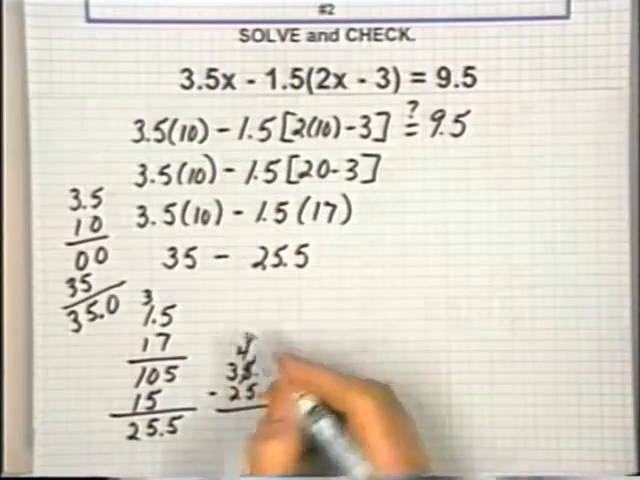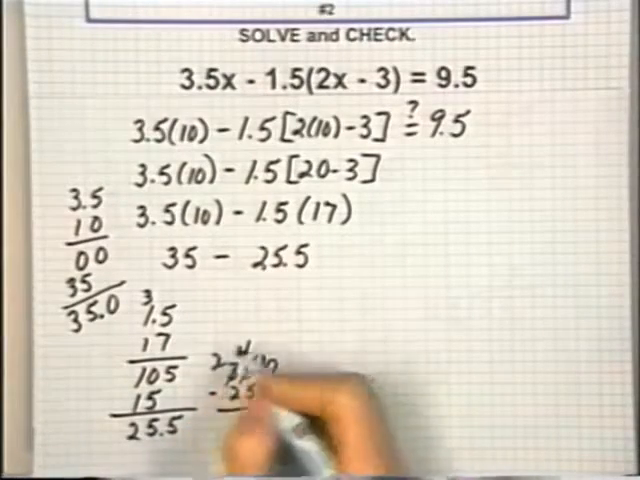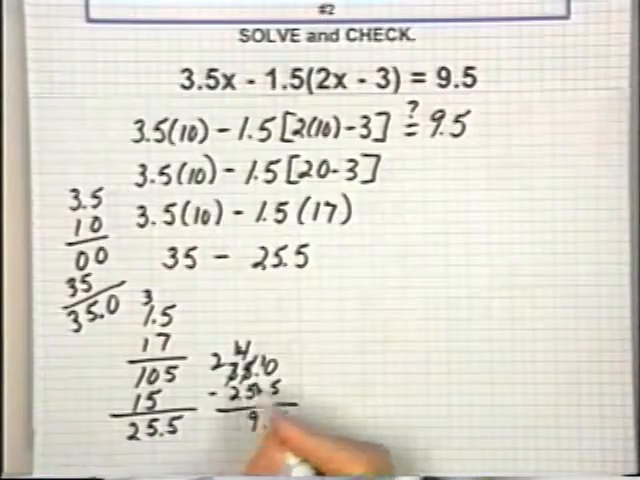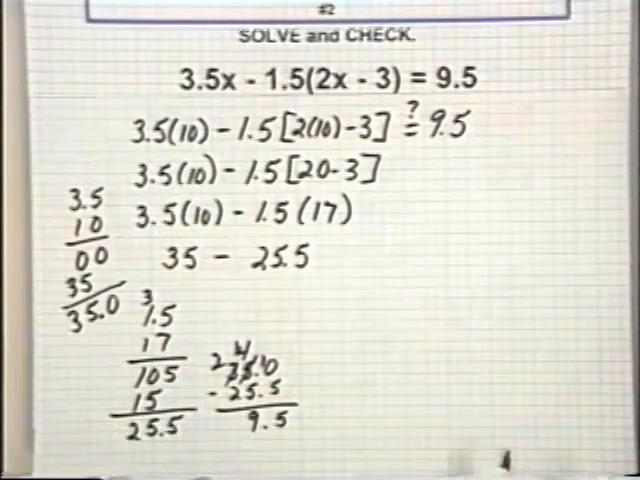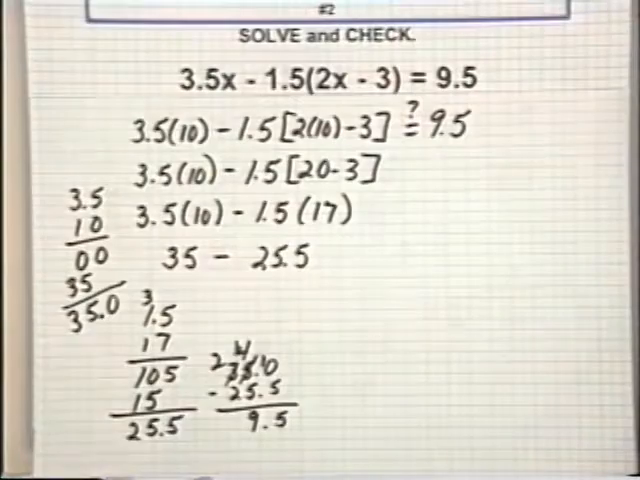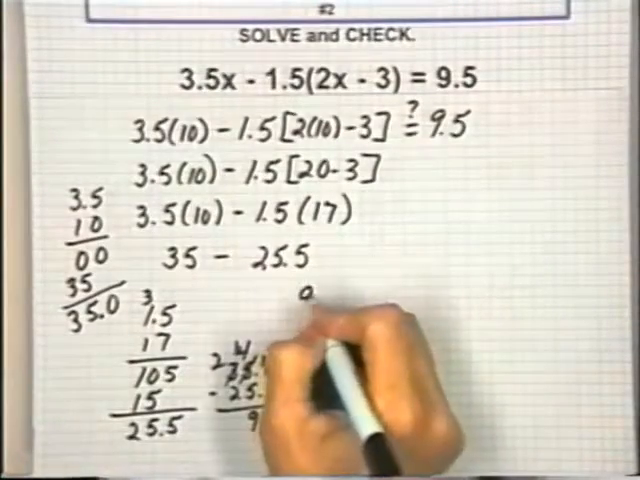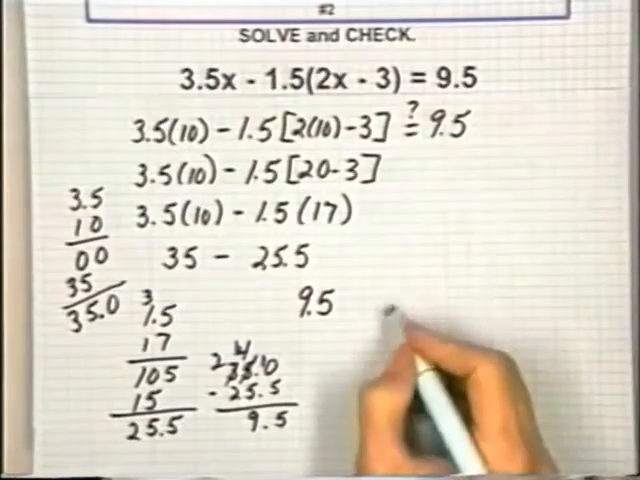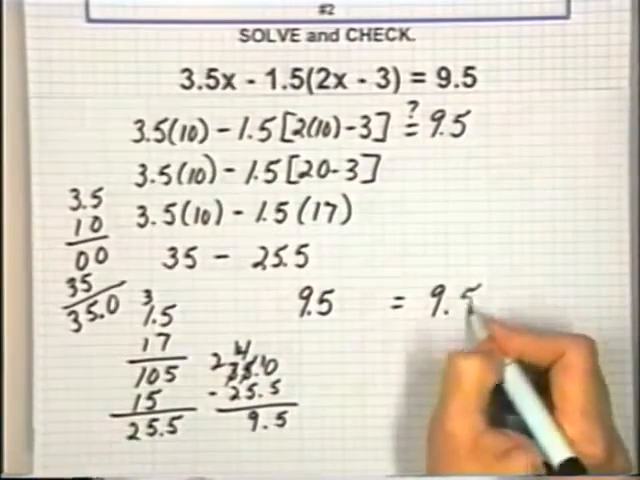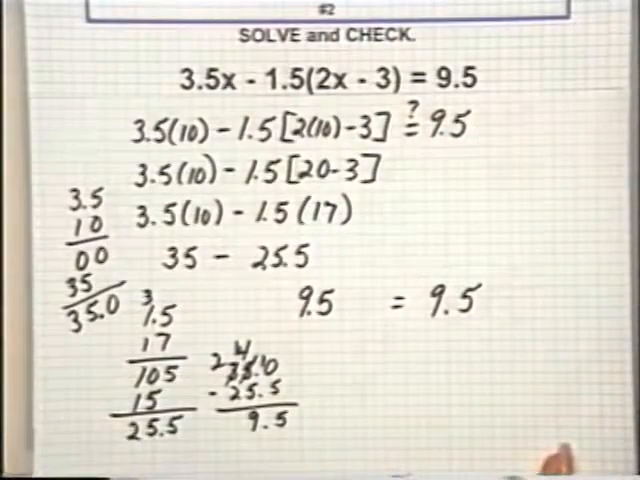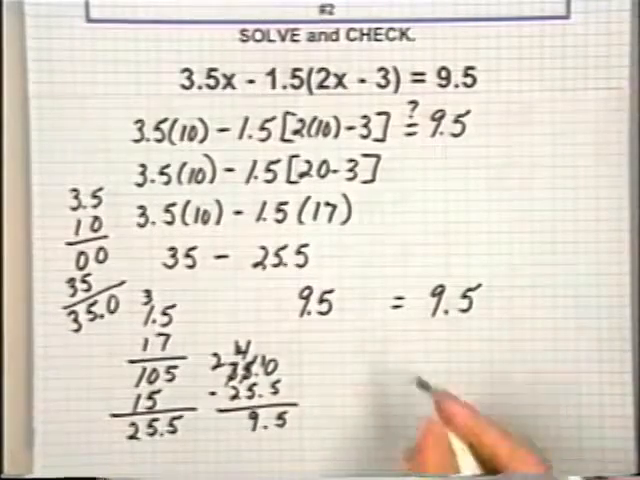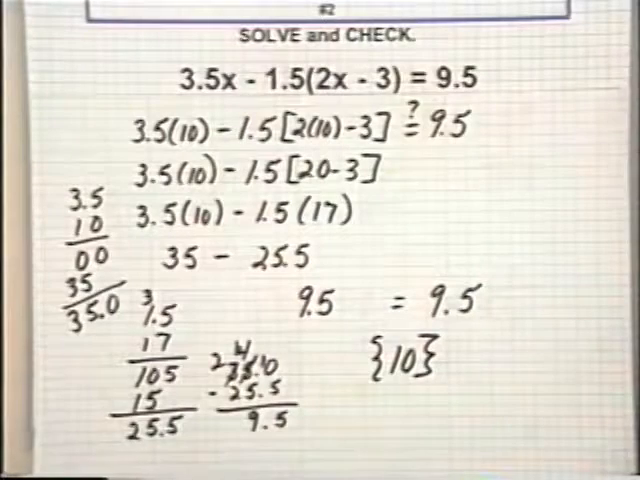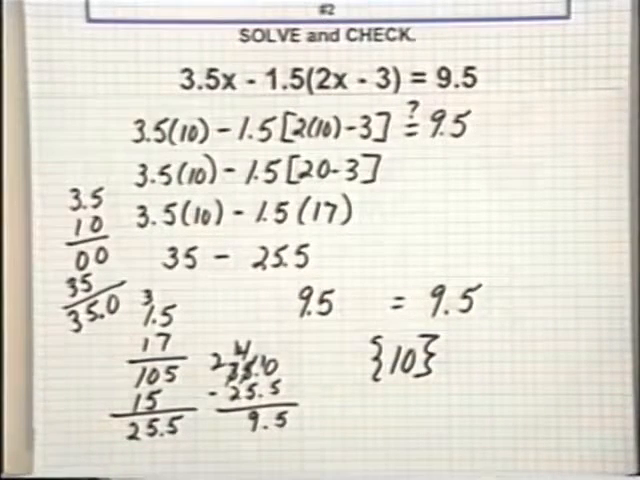I cannot take 5 from 4. I will borrow, leaving me with 2, adding 10. 14 subtract 5 is 9. 2 subtract 2 is 0. So 35 subtract 25 5/10 gives me 9 5/10 on the left, and the number on the right is also 9 5/10. So we know that 10 is the solution. So we will write 10 as a solution set.